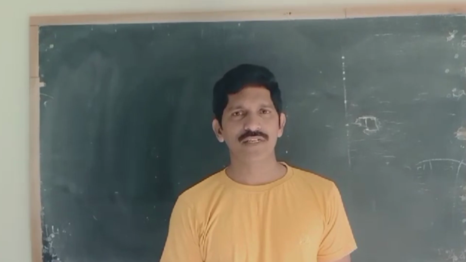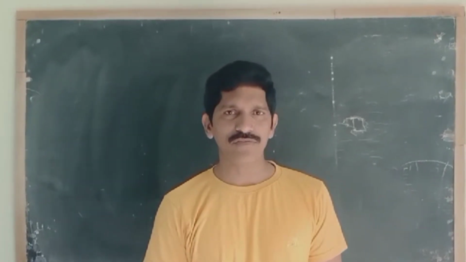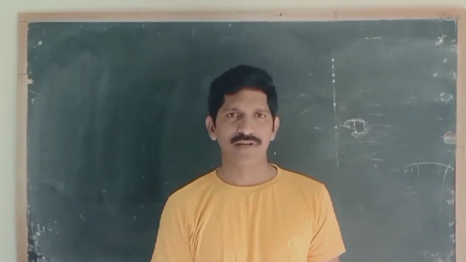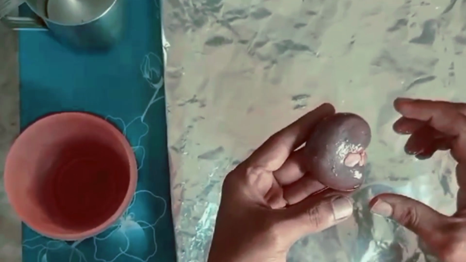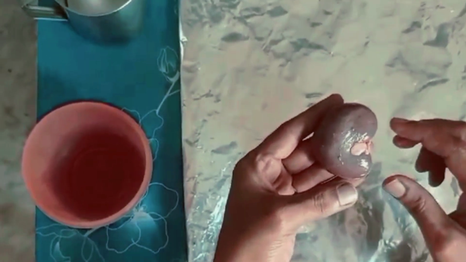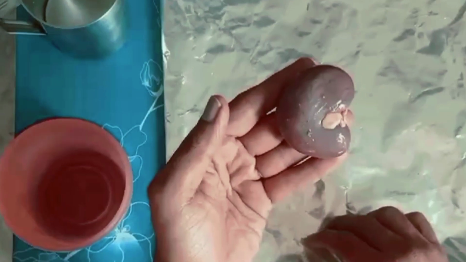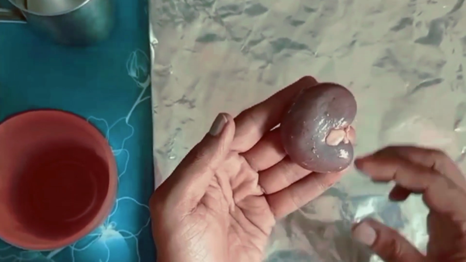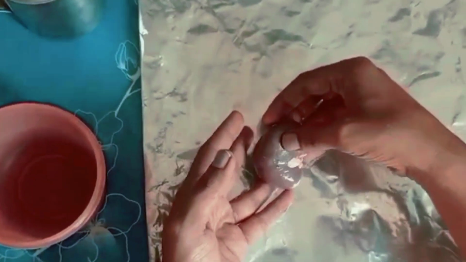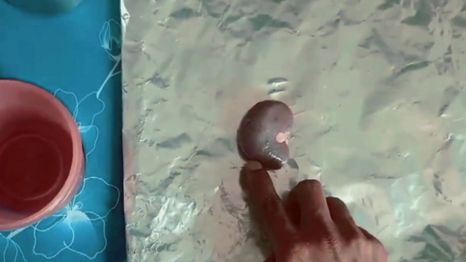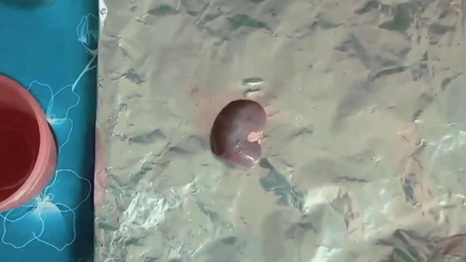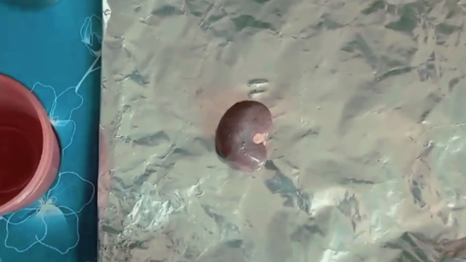Today we are going to discuss the internal structure of the kidney, and after that the internal structure of the heart also we will see, right? This is a kidney collected from a goat, and usually all mammalian kidneys have the same bean-shaped structure. We can see that there is a concave structure and a convex structure. Both structures we can see, right?